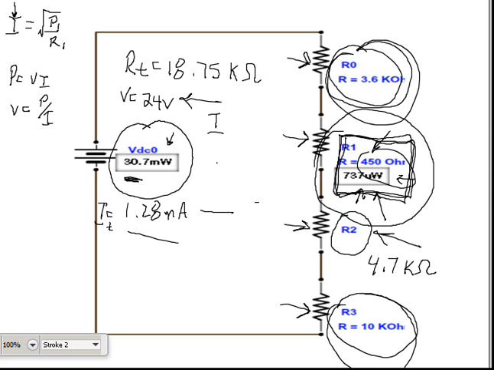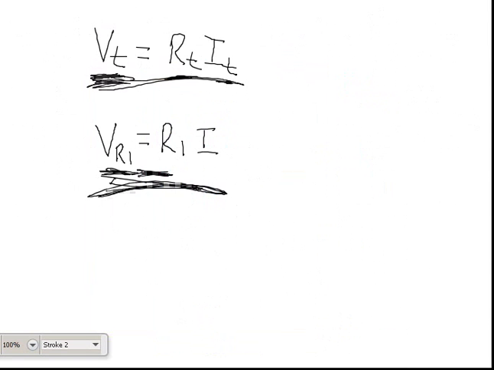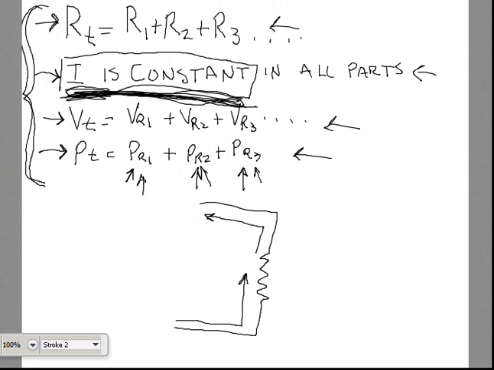It just takes being familiar with Ohm's law, power equations, and then the characteristics of series circuits. And the characteristics are, once again, resistance is the sum of the individual resistances. Current is constant in all parts of the circuit. Total voltage equals the individual voltage drops. Total power dissipation is equal to the sum of the individual power dissipation. It's as simple as that.